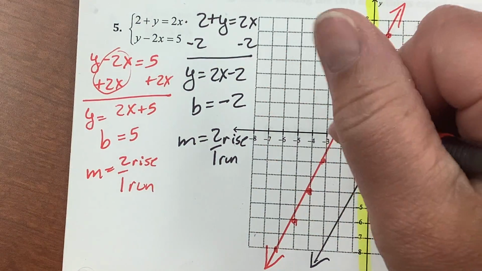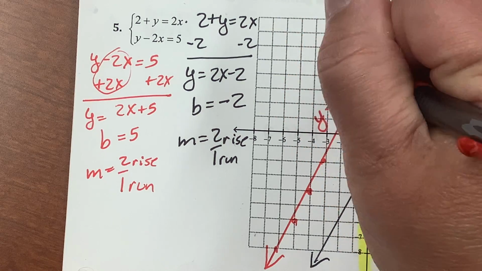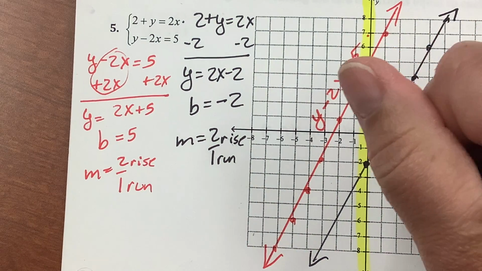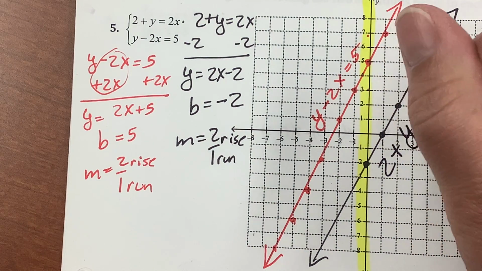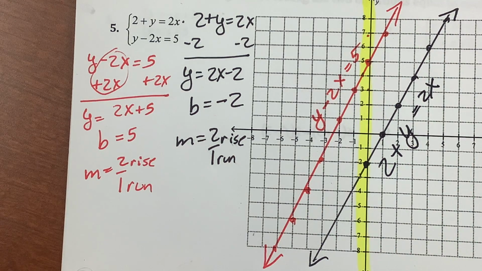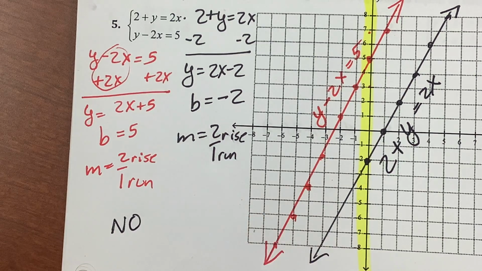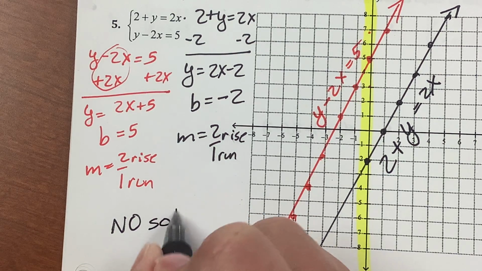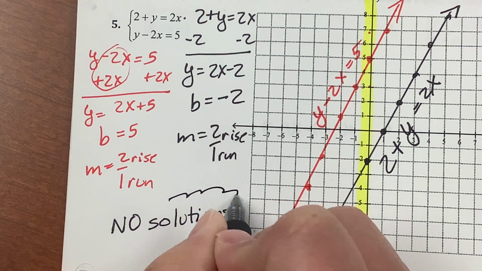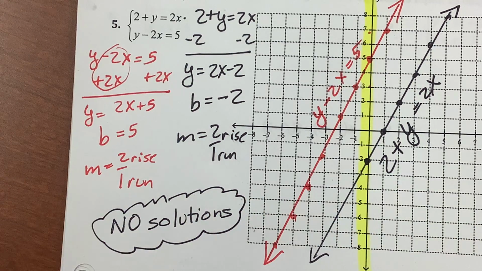So now write the original equations on them. Y minus 2x equals 5, and y equals 2x, and this has no solutions. Nice and big: no solutions. Big puffy cloud of happiness. There's no solutions for that.